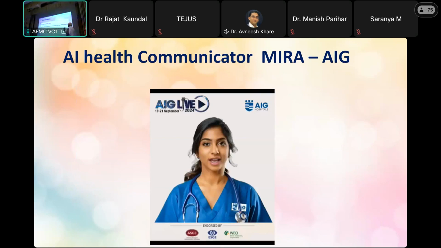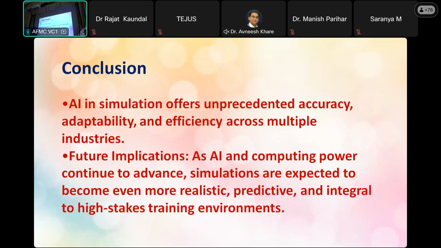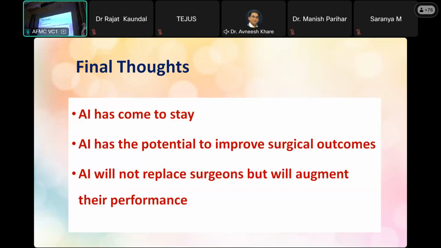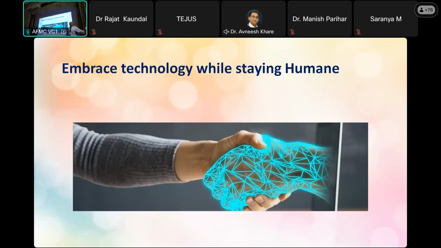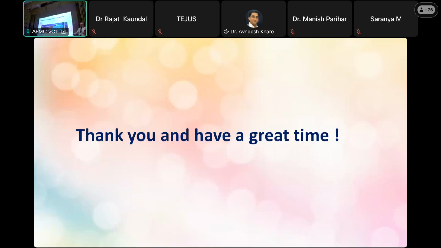AI has come to stay. AI has potential to improve surgical outcomes. AI will not replace surgeons, but will augment their performance, and embrace technology while staying human. That's the only last message I want to give you. So everything will come, but the humanity, the humanness, that is where we need to score over the AI. And that is the line, and that's where we should work on this. So thank you so much. I'm sure I'll take some questions.